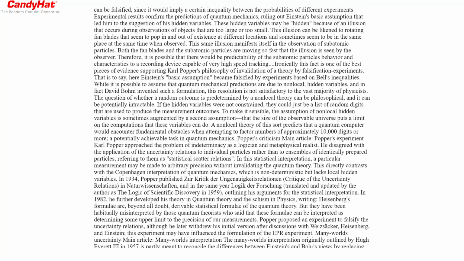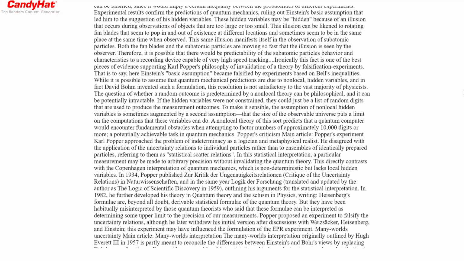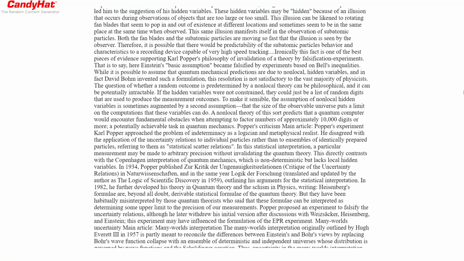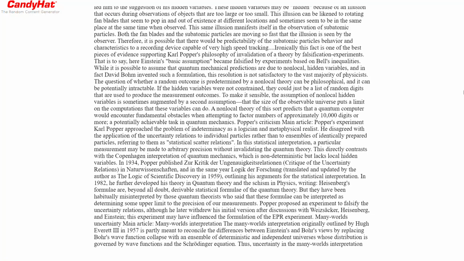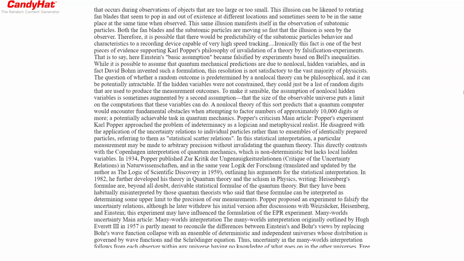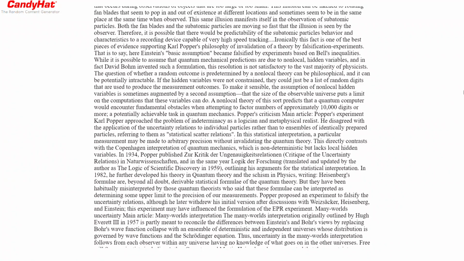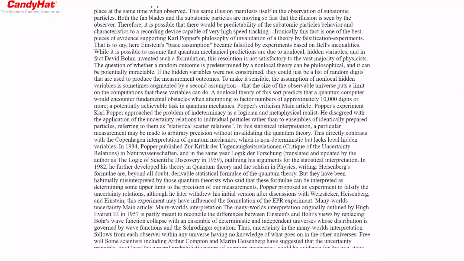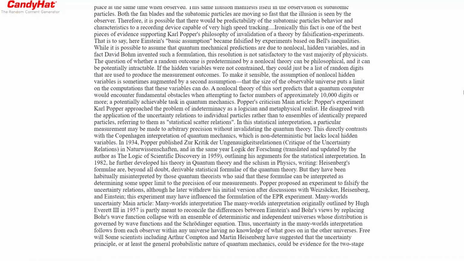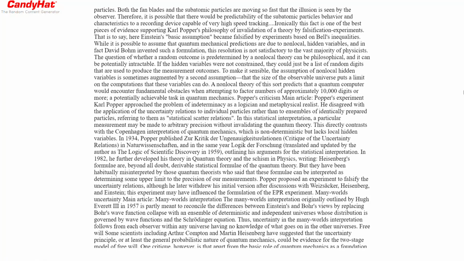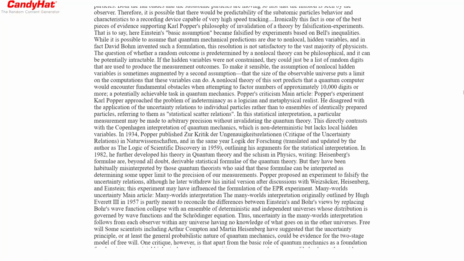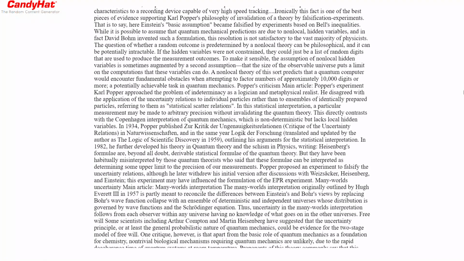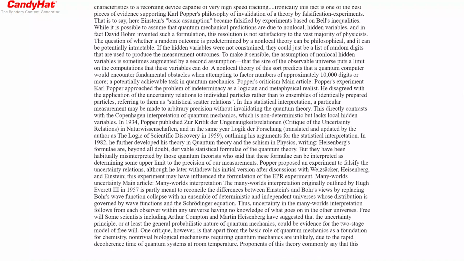In 1934, Popper published Zur Kritik der Ungenauigkeitsrelation, Critique of the Uncertainty Relations, in Naturwissenschaften, and in the same year Logik der Forschung, translated and updated by the author as The Logic of Scientific Discovery in 1959, outlining his arguments for the statistical interpretation. In 1982, he further developed his theory in Quantum Theory and the Schism in Physics, writing: Heisenberg's formulae are, beyond all doubt, derivable statistical formulae of the quantum theory. But they have been habitually misinterpreted by those quantum theorists who said that these formulae can be interpreted as determining some upper limit to the precision of our measurements. Popper proposed an experiment to falsify the uncertainty relations, although he later withdrew his initial version after discussions with Weizsäcker, Heisenberg, and Einstein. This experiment may have influenced the formulation of the EPR experiment.